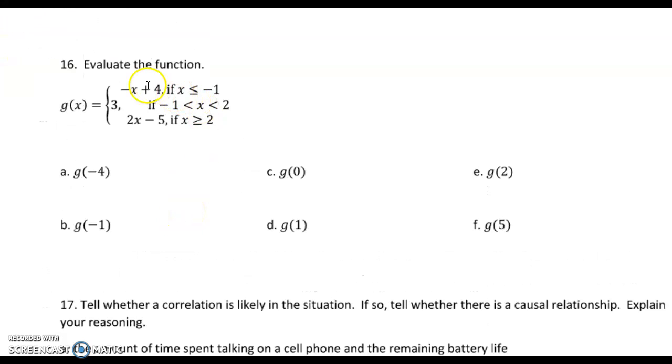Okay, so on this question, this is a piecewise function. There are 3 pieces, and how you know which of the pieces to use is by looking at the domain over here. So this is the domain. So on A, it says g of -4. This is an input, so this means x is -4. So if you look at the domain, that would be this one because -4 is less than or equal to -1. So it fits with this top domain, so that means you're going to use this top equation.